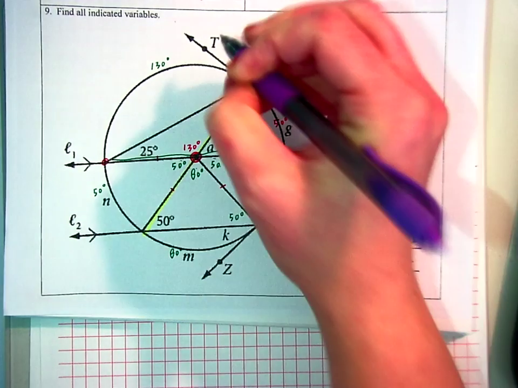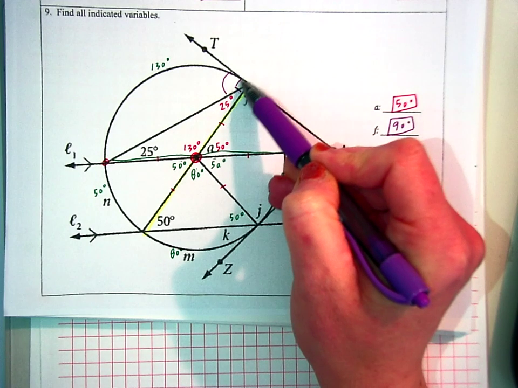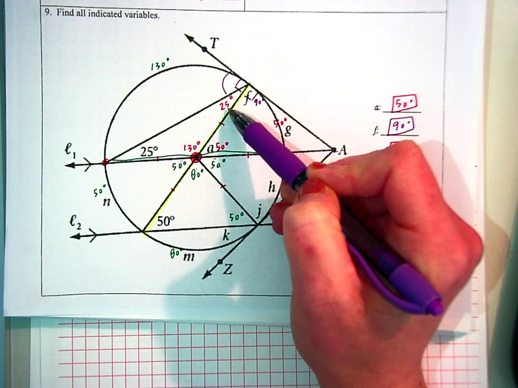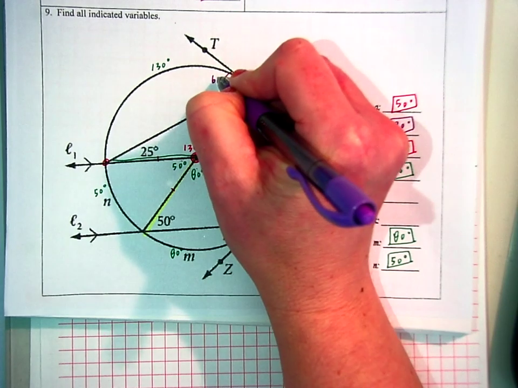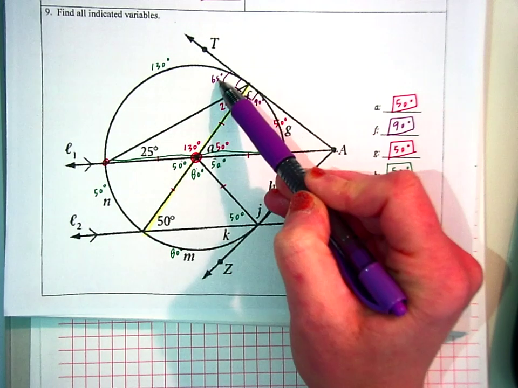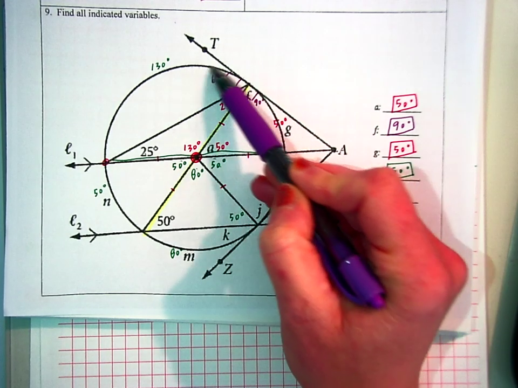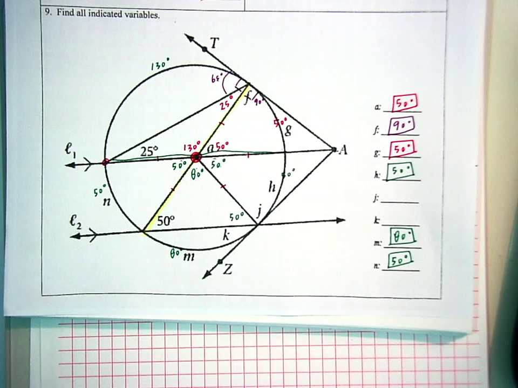Okay, I'm not asking for it, but I'm just going to fill in this part too. So this whole angle has to sum to 90. So 90 minus 25 will get me 65. And that makes perfect sense because here, vertex on the circle, that angle has to be half of its intercepted arc right here. That was 130. Okay, keep working my way through.